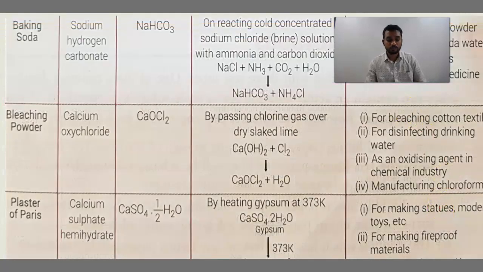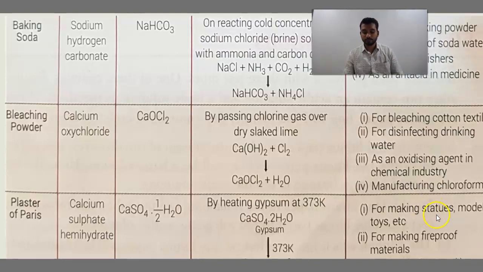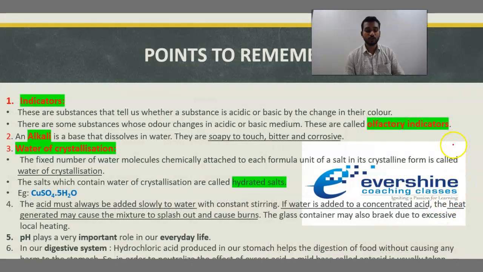Similarly, baking soda, sodium hydrogen carbonate, and you can see the preparation, chemical name, and its uses over there. You can see here, heating gypsum at 373 Kelvin, what happens? CaSO4 half H2O plus 1.5 times H2O. The table below is not visible, but already I have given you the products. You can make a note of those things. Just remember these points, very important.